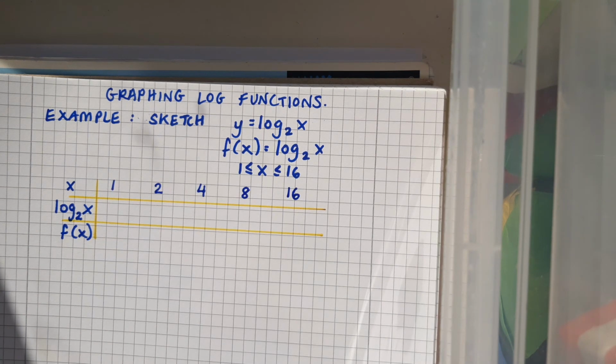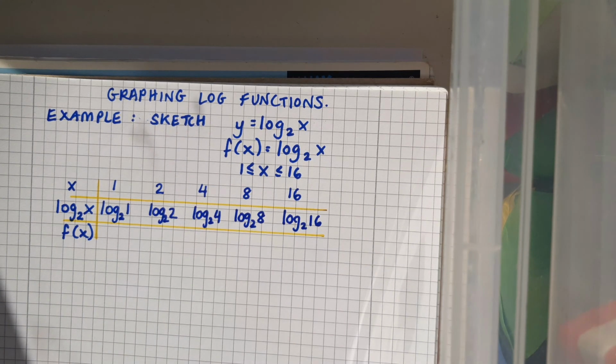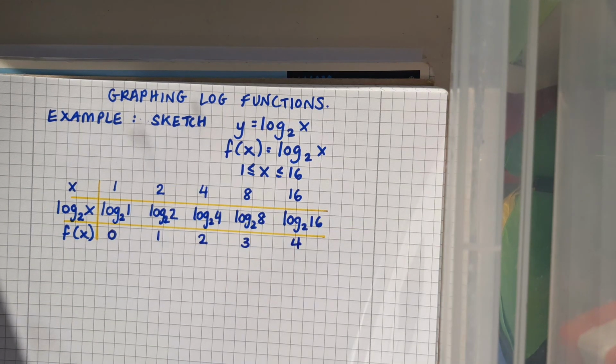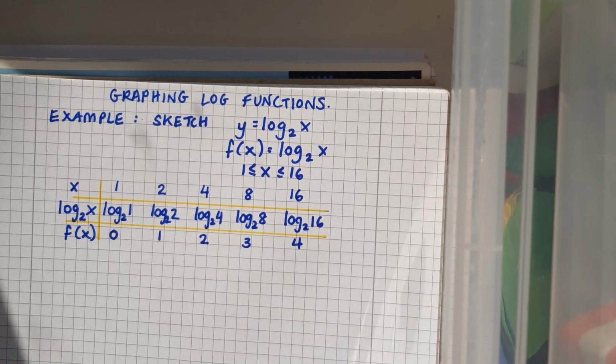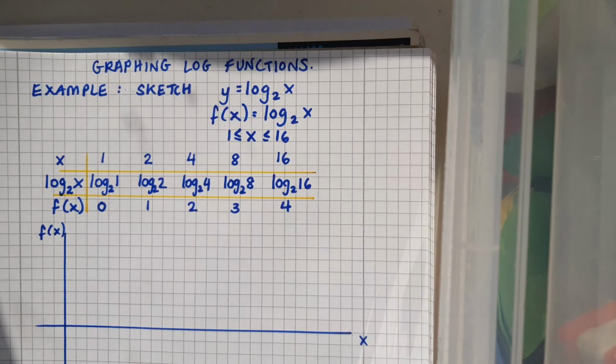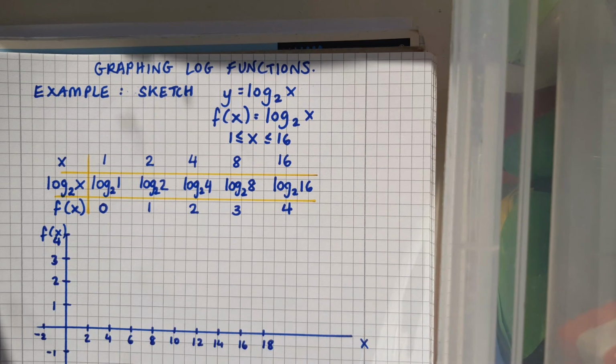So I filled in my powers of 2, and now I'm going to substitute those into my function log to the base 2 of x. I can evaluate these, and my solutions are going to come out as 0, 1, 2, 3, and 4. I'm going to use these values now to go ahead and complete my diagram of my function log to the base 2 of x. So I'll draw my axes, I'll mark in the scales on those axes, and then I'll proceed to plot my points.